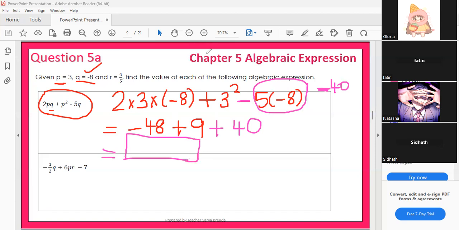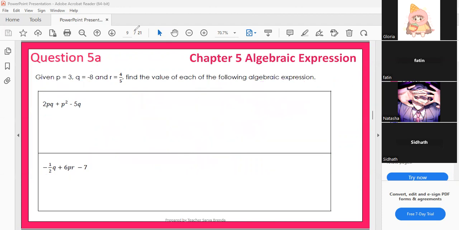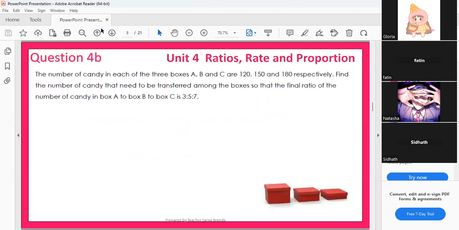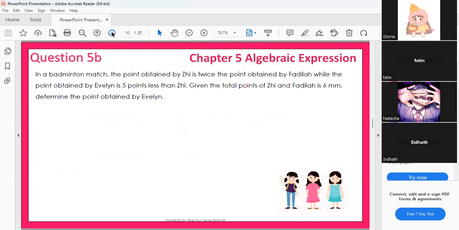Why the scary face, Siddharth? 1. Okay, -48 plus 9. Oh, everybody got 1? Okay, good. Well done. So, next question, I think this one, you can try by yourself. Okay, so clear this. Later you get this module. Okay, next question.